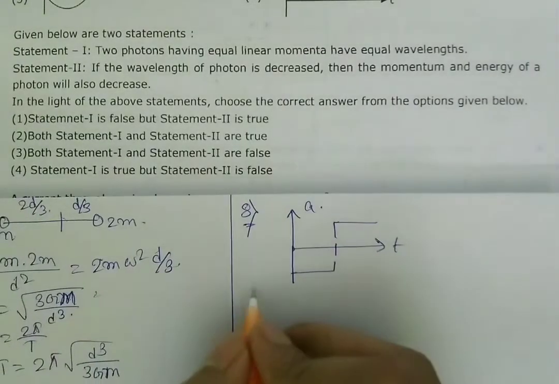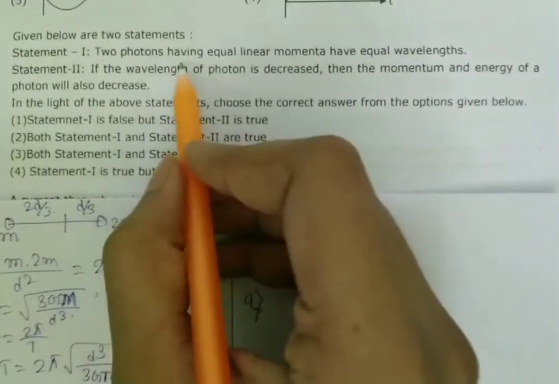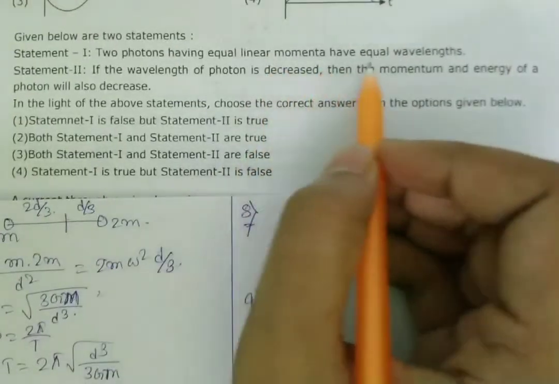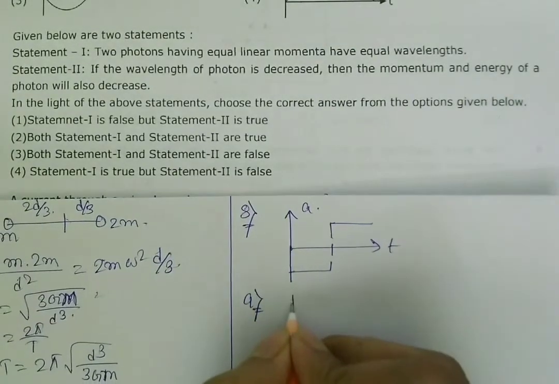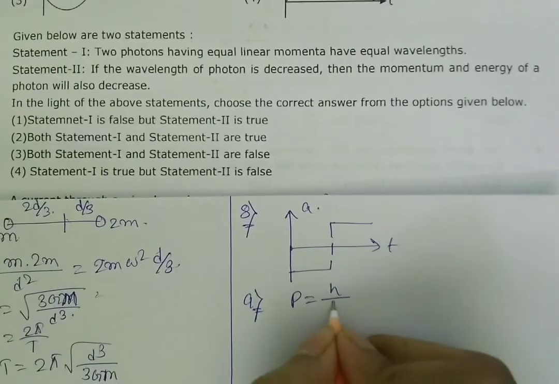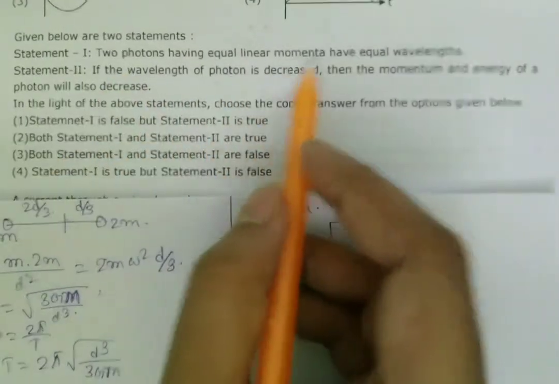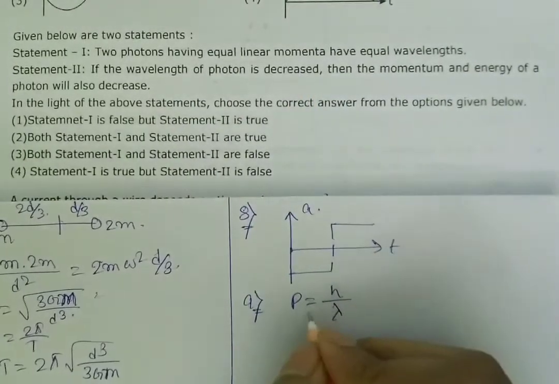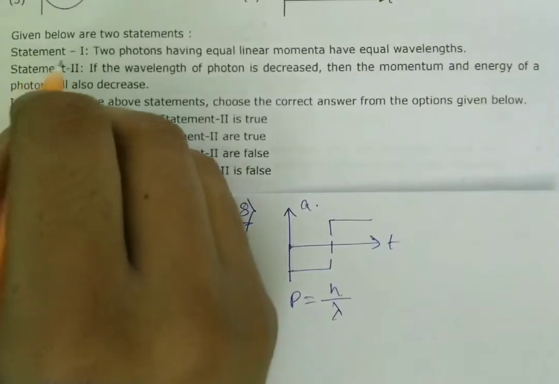Question 9 is a theory based question. In this case, statement 1 says that two photons having equal linear momentum have equal wavelength. We know the de Broglie equation: momentum is equal to h by lambda, that is Planck constant divided by wavelength. So if the photons have equal linear momentum, the wavelengths should be equal. So statement 1 is correct.